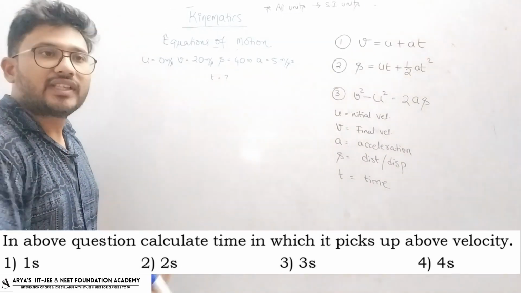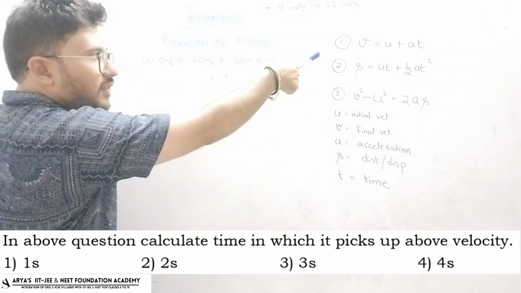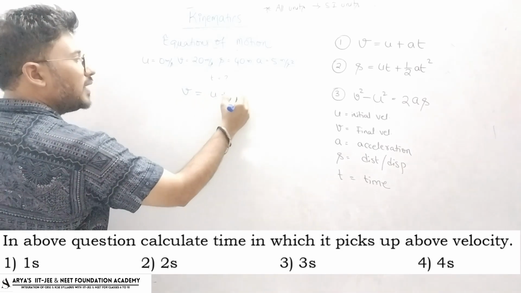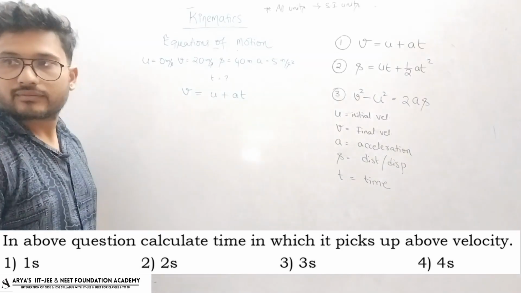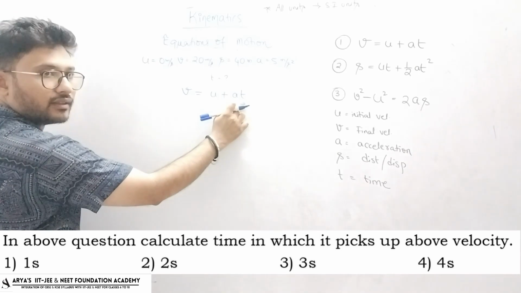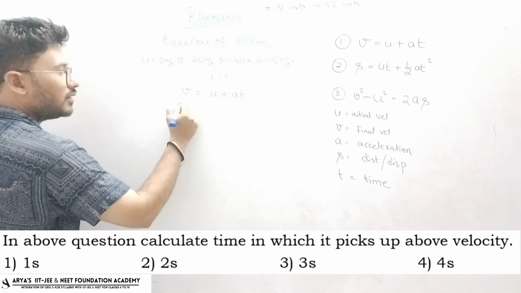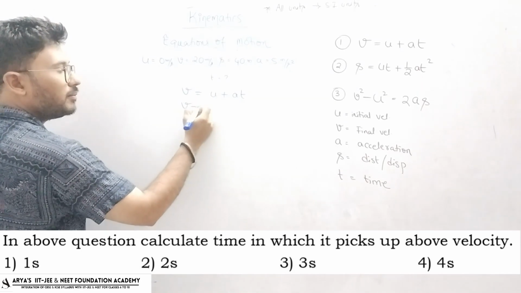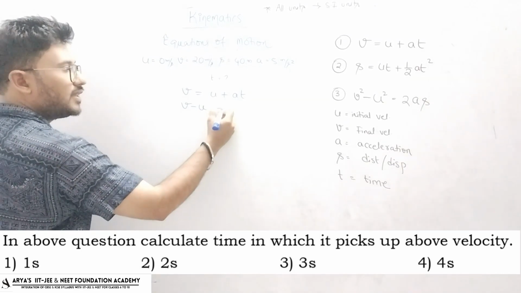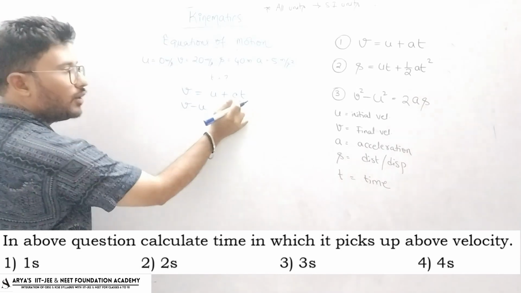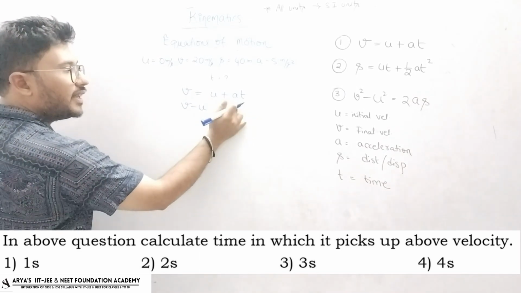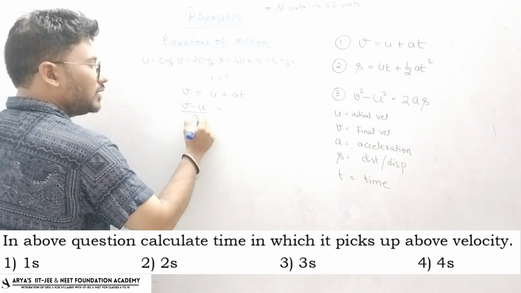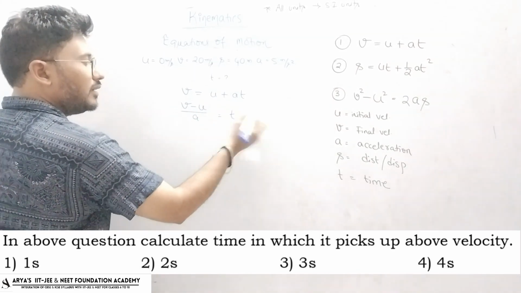Which formula, which equation can we use? You see the first equation of motion: v is equal to u plus at. We need t. Send that u to that side, what does it become? v minus u is equal to a into t. We need only t. Send that a to that side. a is multiplying with t, so if it goes to that side, it divides. Which is equal to t.